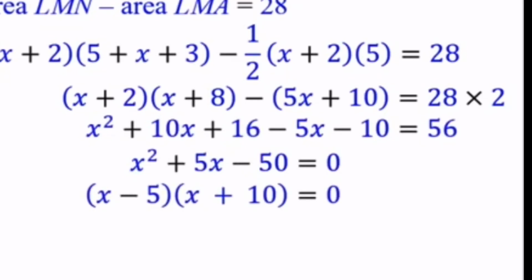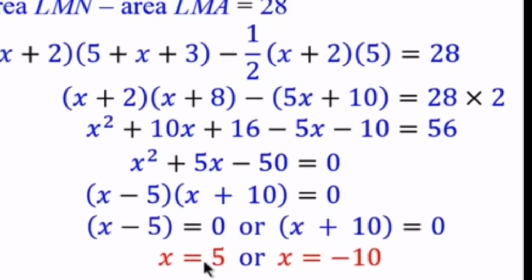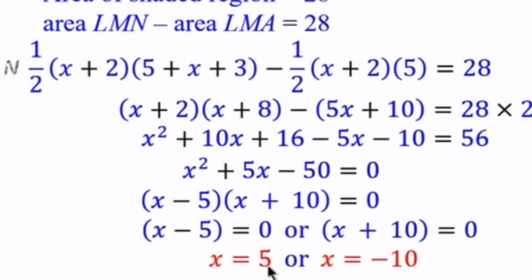So it becomes x squared plus 10x plus 16 minus 5x minus 10 equal to 56. Okay, so there is a minus, please do it carefully. So after expand, you will get a quadratic equation. Then you need to factorize your quadratic equation properly, and you will have two answers. One is x equal to 5 and one is x equal to negative 10.